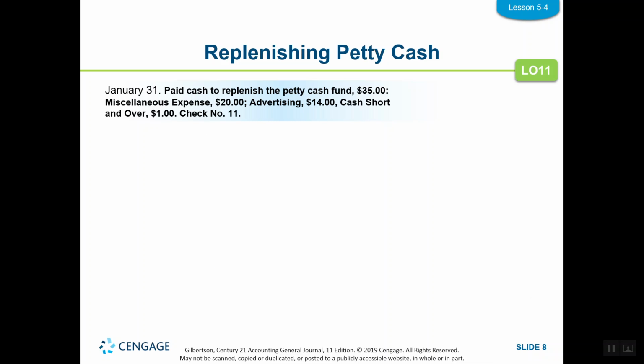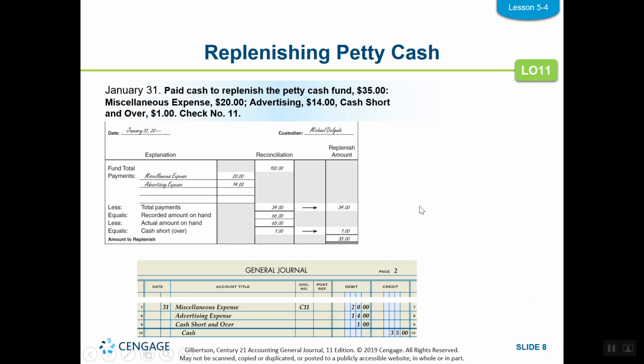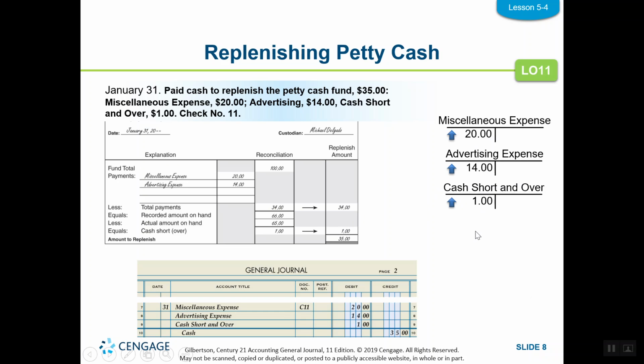Okay, so to replenish the petty cash fund, we paid cash to replenish the petty cash fund, $35 towards miscellaneous expense, $20 to advertising, $14 to cash short and over. That was $1. Okay, so check number 11. So we have miscellaneous expense $20, advertising $14, cash short and over $1. So they're all debited. We add those over and we get the amount of cash credit.